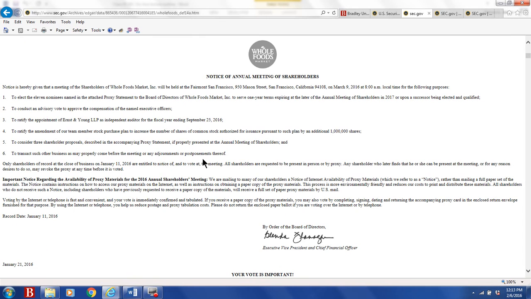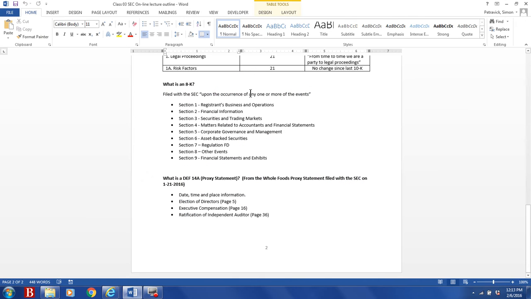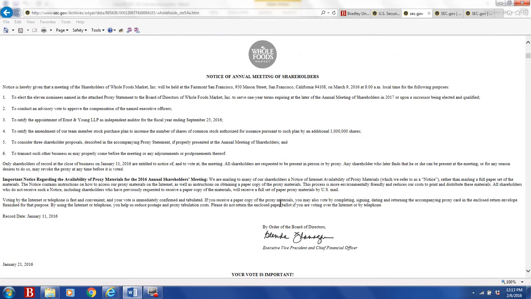This first page gives some information about when the stockholders meeting will be held. So on March 9th, 2016 at 8 a.m. at the Fairmont San Francisco, must be a hotel, 950 Mason Street, stockholders can attend to vote on things. Or if they're unable to attend, there's usually a ballot included that's sent to an independent party, and the independent party will tally up the votes, and at the meeting the results will be announced. So that's the date and time information.